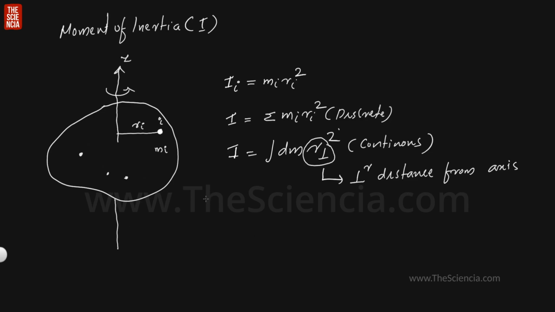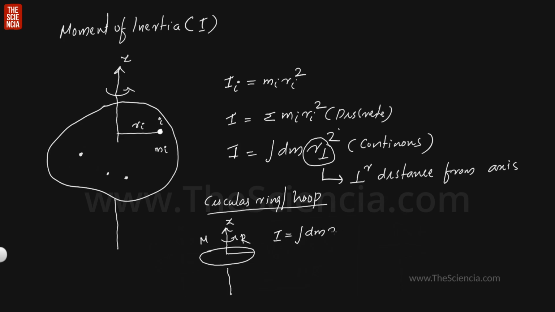And what is the importance of this r perpendicular? Let us consider the case of a circular ring or hoop. This is a circular ring and it is rotating about the z-axis. The radius of this ring is capital R and the mass is m. Now what is its moment of inertia? That is I is equal to the integral of dm r perpendicular square. So what is the dm element? Substituting these values, I is equal to the integral of dm r square. So what do we get? I is equal to m r square. Here I have considered the reference point as this one.